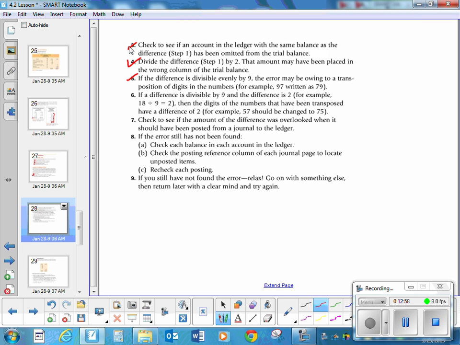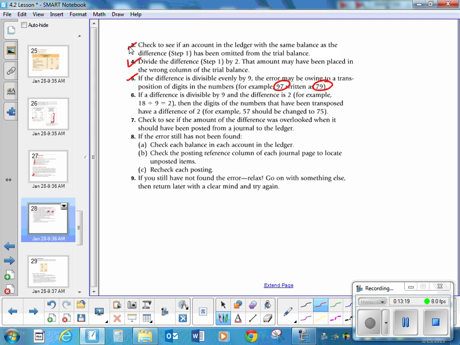If the difference is divisible by 9, that means that you've made a transposition error. So if your difference is 20 and 11, and you subtract that, you get 9. If it's divisible by 9, then go back and look and make sure that you haven't written something backwards.